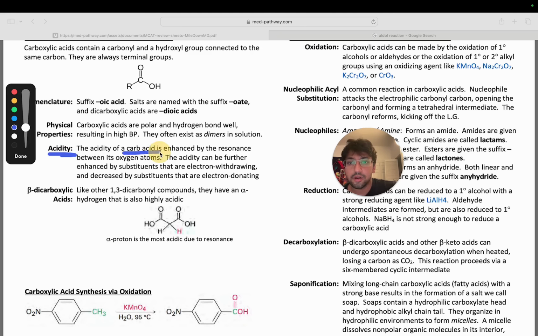So the acidity of a carboxylic acid is enhanced by the resonance between its oxygen atoms. So what does that mean? This is also a very high yield point, mainly because if you understand it, then you'll get a better sense of what acidity means. But remember, acidity is how willing this hydrogen is to leave, right? That's one of the ways that we define acidity. Are we willing to get rid of this hydrogen? Let's see what it leaves behind. It would leave behind a negative charge on this oxygen.